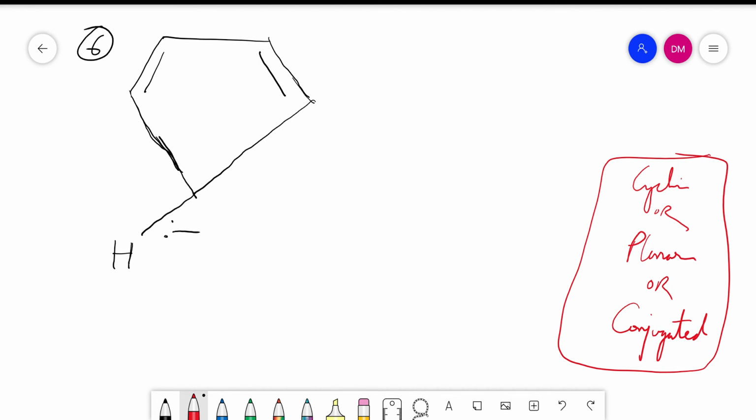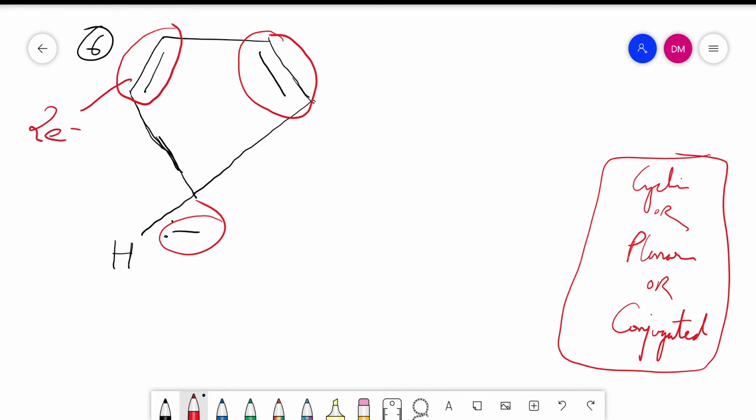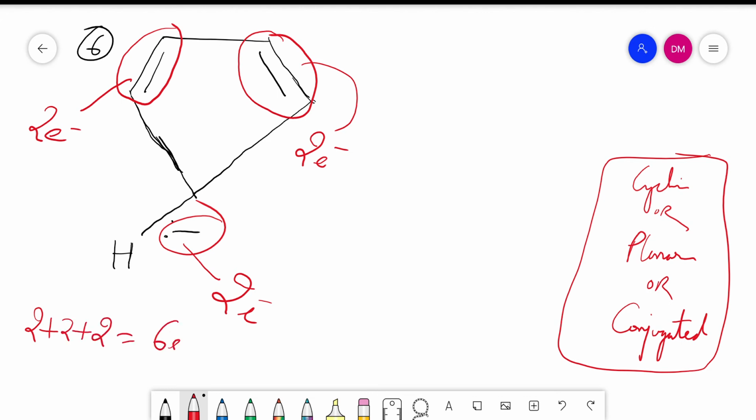So here how many electrons can you see? Here a pi bond is there, here a pi bond is there, and here a negative sign is also there. This means 2 electrons, this means 2 electrons, and the negative sign also means 2 electrons. So 2 plus 2 plus 2 is 6. 6 electrons are present. When 6 electrons are present, it is aromatic. Done.